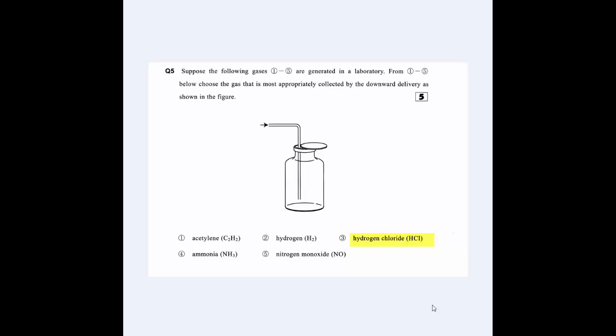5. Suppose the following gases 1 through 5 are generated in a laboratory. From 1 to 5 below, choose the gas that is most appropriately collected by the downward delivery as shown in Figure 1. The answer is 3. Hydrogen chloride, HCl. That's the answer for that.